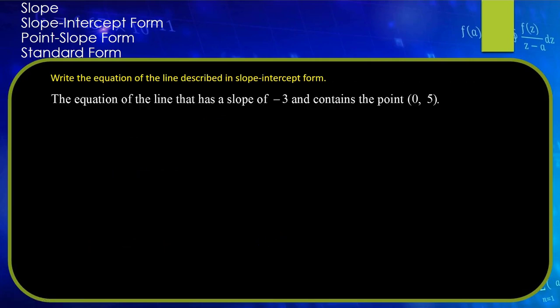Here you're asked to write the equation that's described in slope-intercept form. So you're given that the line has a slope of negative 3 and contains the point (0, 5). So take a moment, write the equation of this, and then we'll go through it.